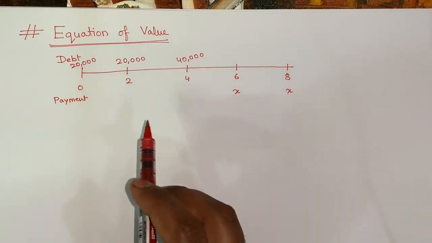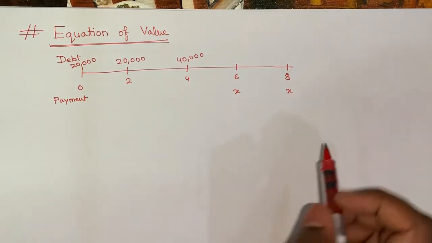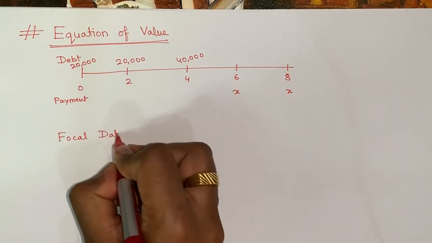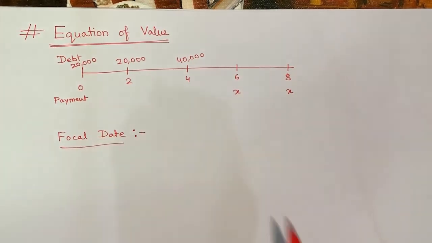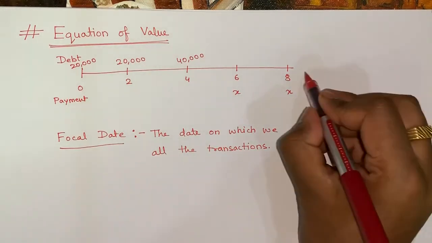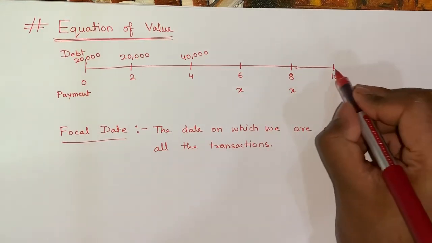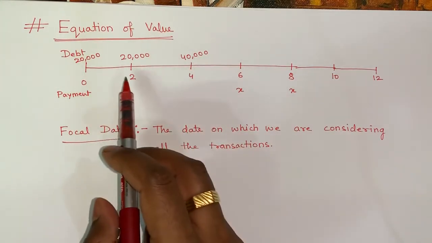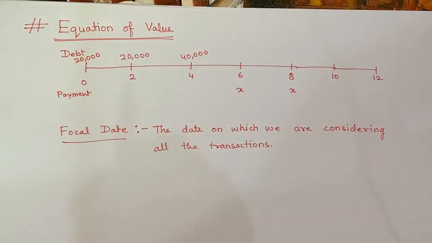Whenever we get such a question, we need to decide a focal date. So focal date means the date on which we are considering all the transactions. We can take any date to be the focal date. We can also take focal date to be 10 years. We can also take focal date to be 12 years and so on. But it is always advisable to take a date as focal date on which transactions are taking place, which means either a debt is being taken on that particular date or a payment is being made on that particular date.